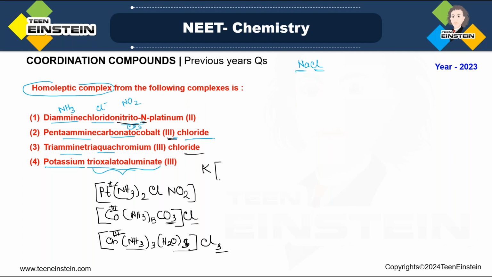The last one is potassium. Then the bracket will start. It is basically an aluminium complex, trioxalato, like this. Oxidation state is 3. And what will be the total number of potassium? How will we understand that? 3 is the oxidation state of aluminium and the total negative charge you are getting from oxalate is -6. So a total of 3 potassium must be there to balance the negative charge. Oxalate ligand is like this.